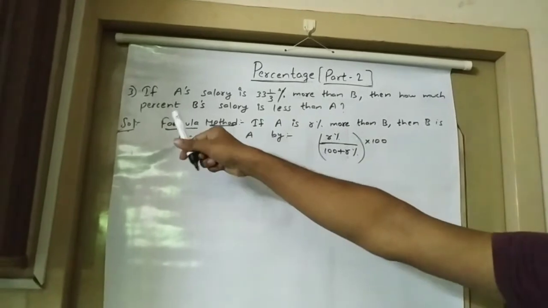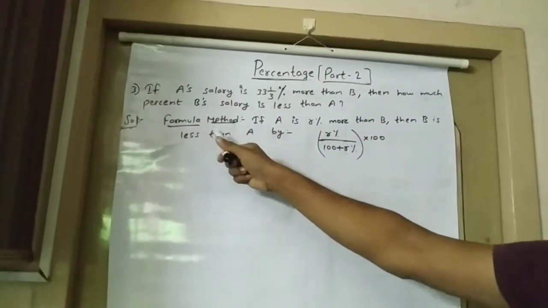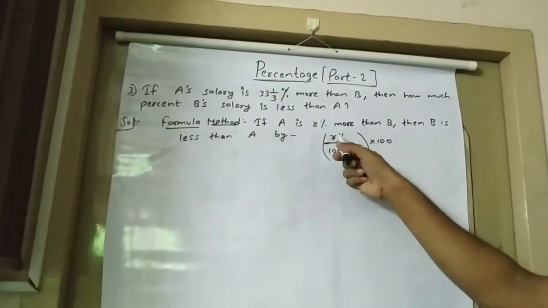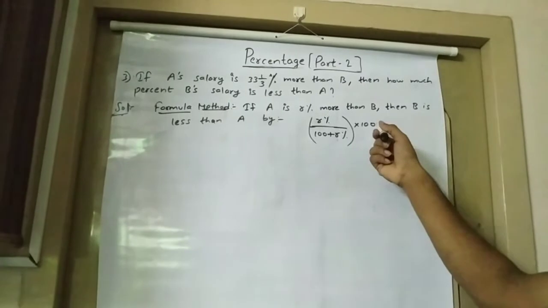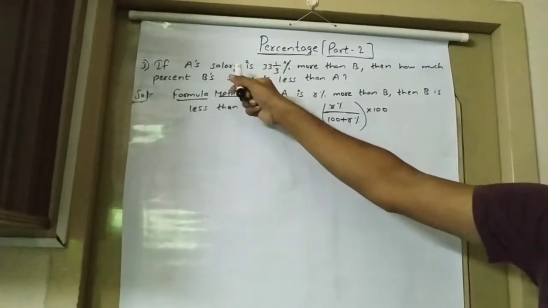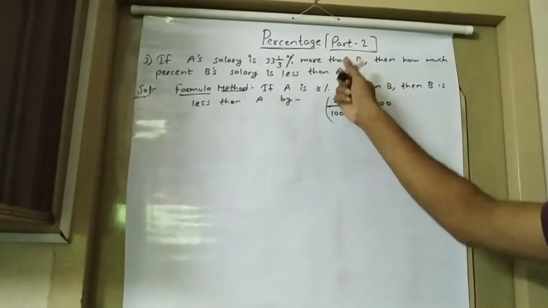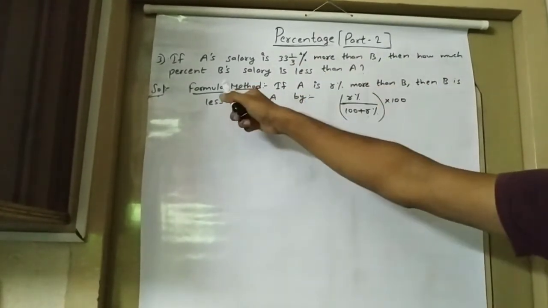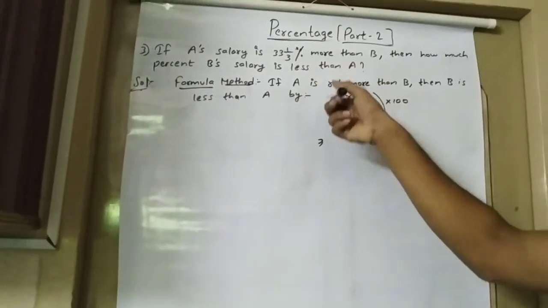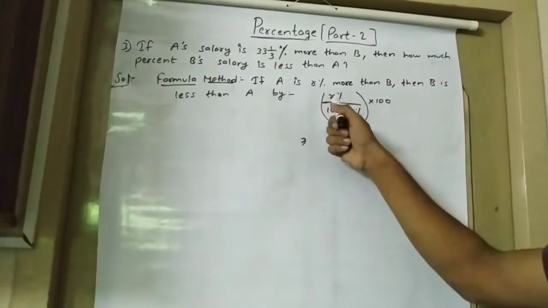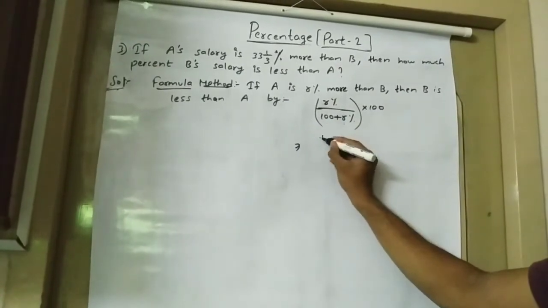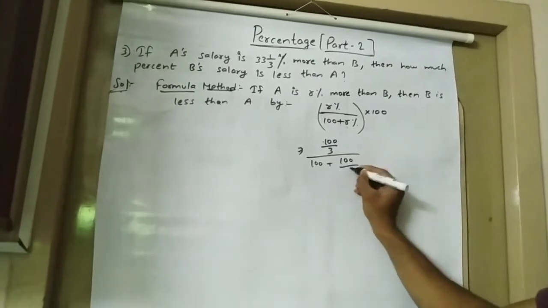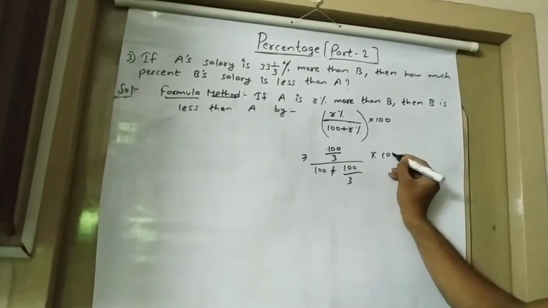So we can solve the same question by using the formula also. If A is R% more than B, then B is less than A by R by 100 plus R into 100 percent. So in this question it is given that A's salary is 1/3% more than B. So R is 1/3, and they are asking us to find how much percent B's salary is less than A. So we can directly apply this formula. R is 1/3 means 100 by 3, so 100 by 3 divided by 100 plus 100 by 3, into 100.